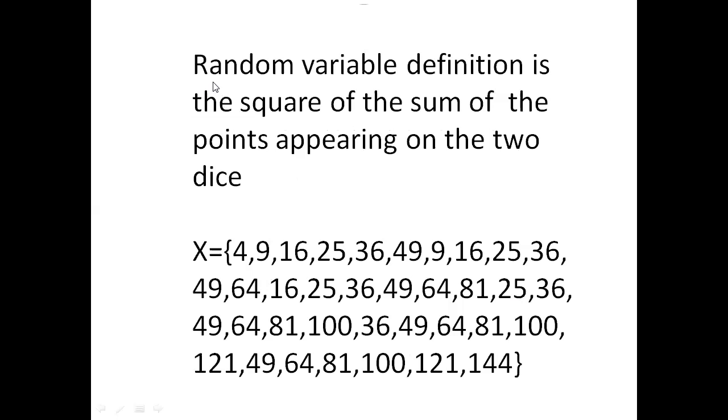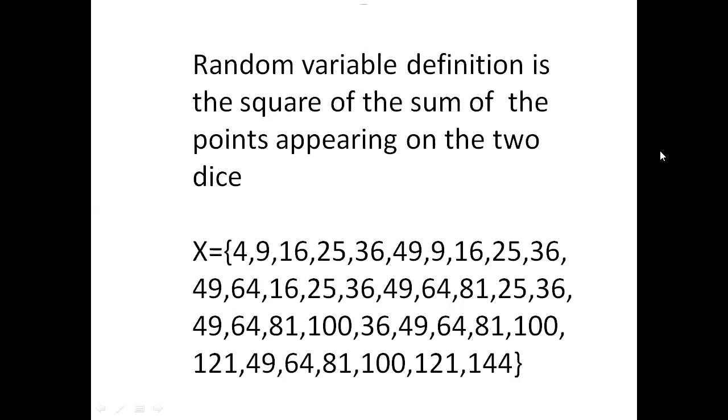So what is the random variable definition here? The random variable definition is the square of the sum of the points appearing on the 2 dice. See here, the square of the sum of the points appearing on the 2 dice. First we are taking the sum of the 2 dice, and after that taking the square of that sum.